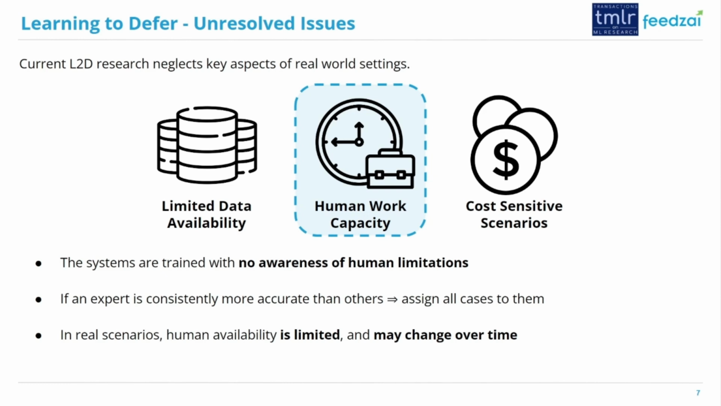Furthermore, the systems are trained with no awareness of human limitations. So, if an expert is consistently more accurate than others and more accurate than the machine learning model, these algorithms will choose to assign all cases to that single expert. In real scenarios, of course, human availability is limited, and not only that, it may change over time.